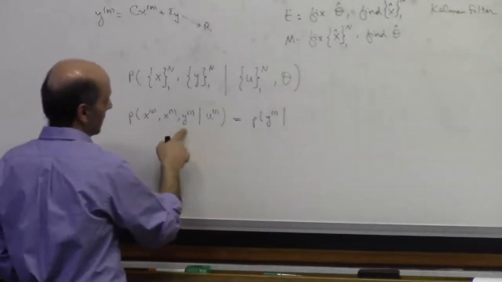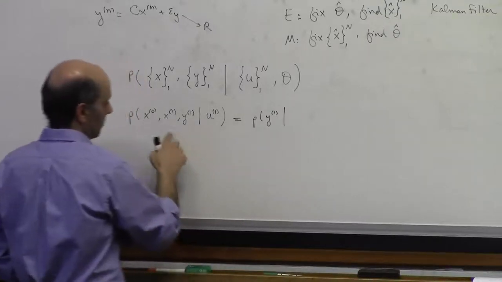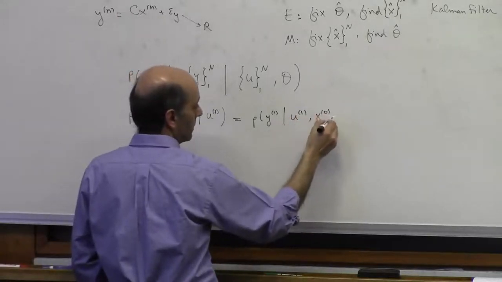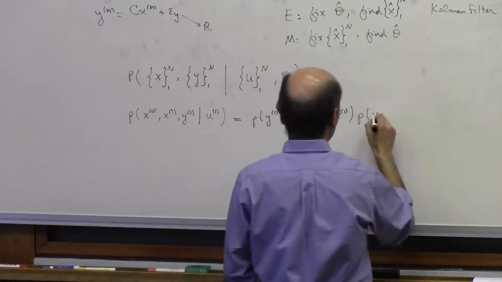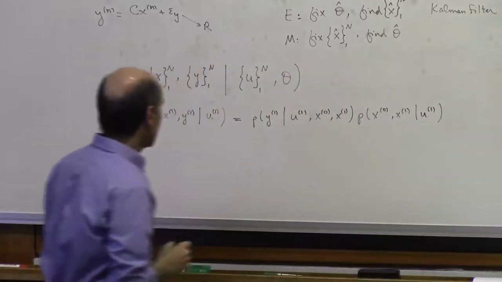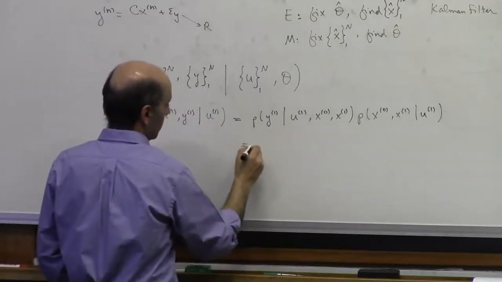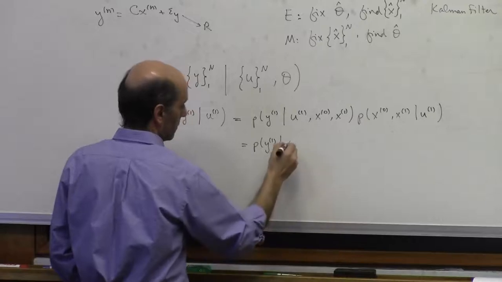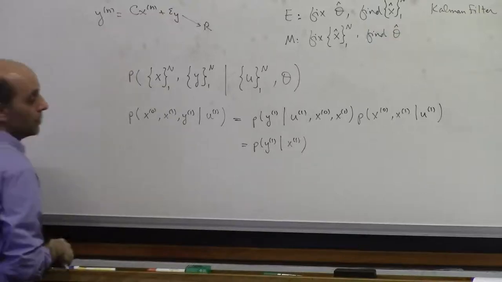Probability of y1, I'm going to write it in terms of u1 and x1. So, probability of y1 given u1 and x0 and x1 times the probability of x0 and x1 given u1. So this probability here is equal to probability of y1 given just x1, right? Because y1 only depends on x1. It doesn't depend on u.